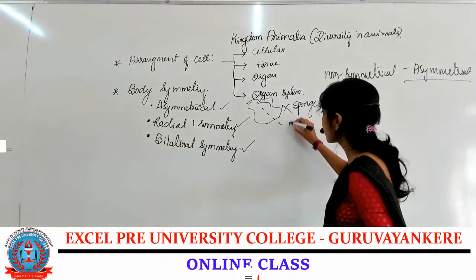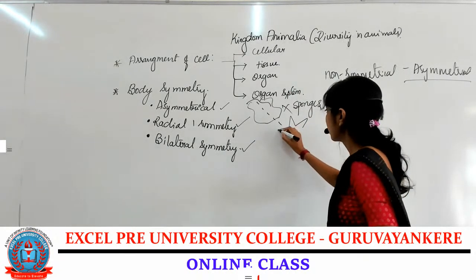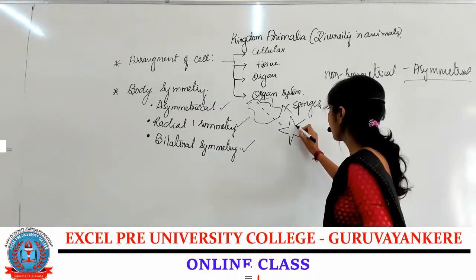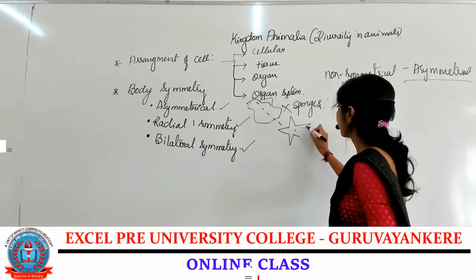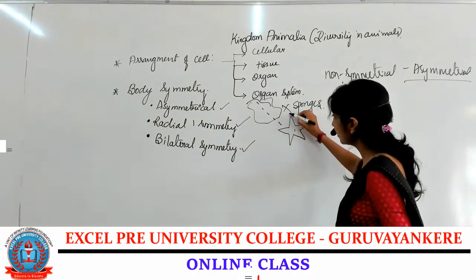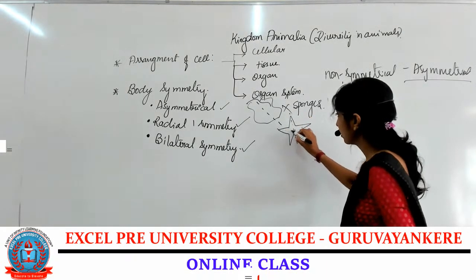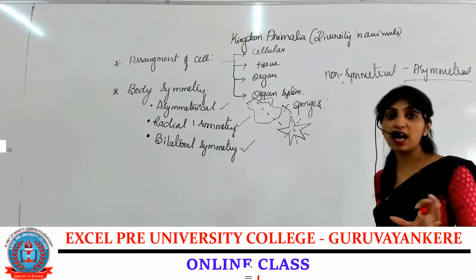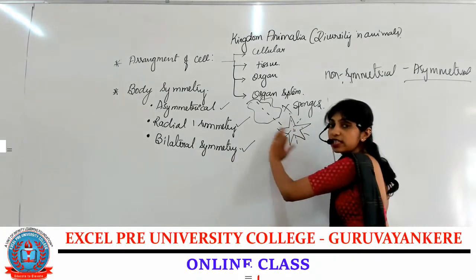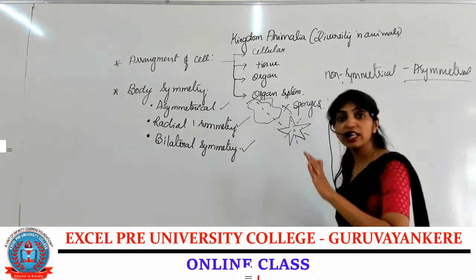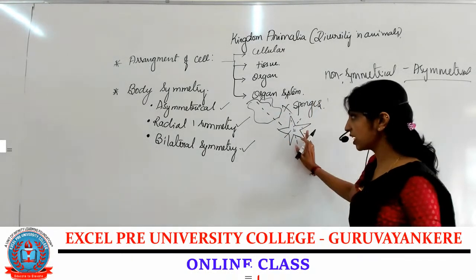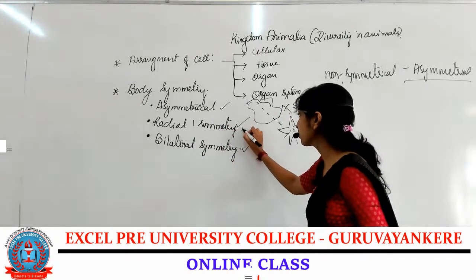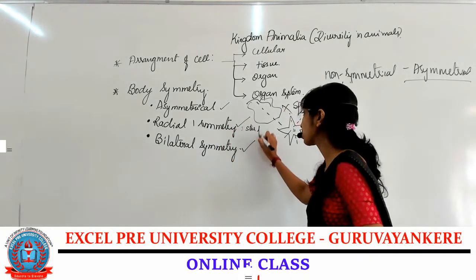Similarly, if I consider a starfish and cut it in any plane, I will get equal halves. In any radiating plane, we will be getting equal halves. This is radial symmetry. An example you can give is starfish.